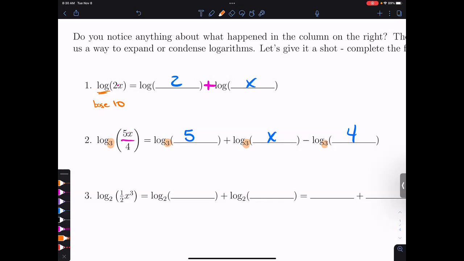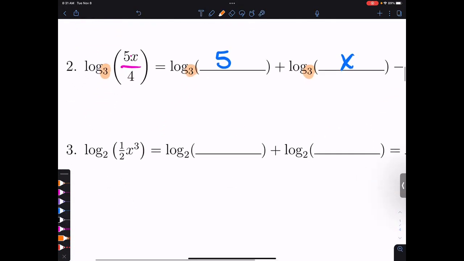Here, all we're trying to do is make sure that we've got a feel for how these properties let us break things up. So this multiplication turns into addition. This division turns into subtraction. Then I would just check the log base 3 of 5. That's not going to clean up, right? That one's not going to be pretty. Log base 3 of 4, same thing there. So just leave those as they are. Okay. All right. How about the last one?